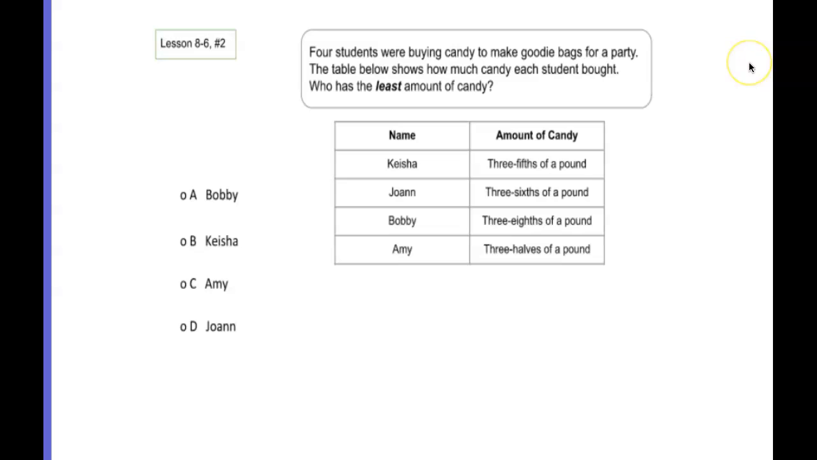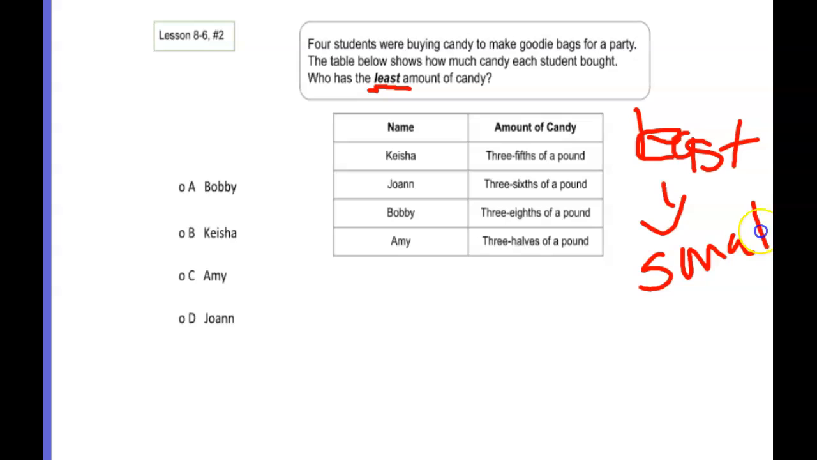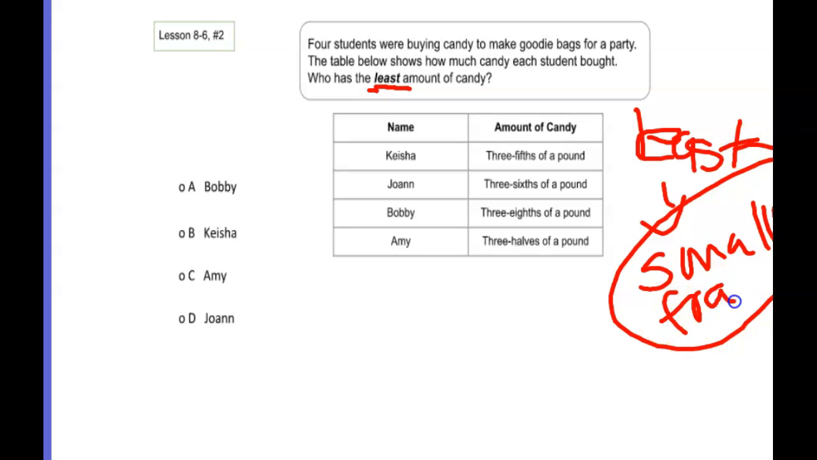So the problem we're going to solve, this first one, says 4 students were buying candy to make goodie bags for a party. The table below shows how much candy each student bought. Who has the least amount? So this is already italicized and bolded, so I know that least is very important. Least means my smallest. If it said the most, then I know that's my biggest. But right now I'm looking for my smallest fraction.